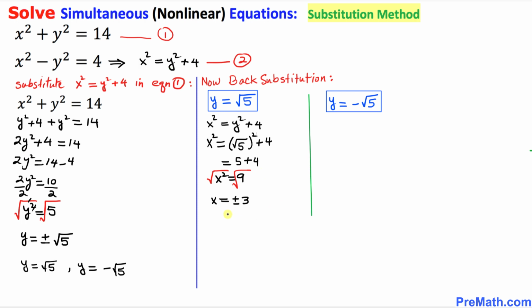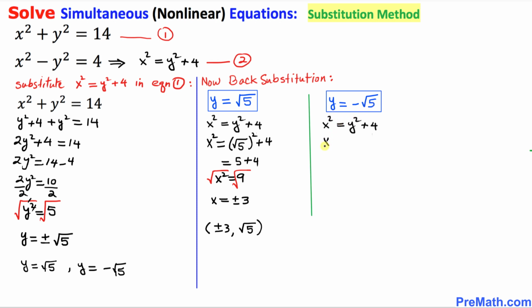So thus our solution set for this y value is x is positive or negative 3, comma, y value is square root of 5. Once again, this is our x value and this is our y value. And now we are going to repeat the same process for y equal to negative square root of 5 value. So now let's go ahead and fill in the blanks.